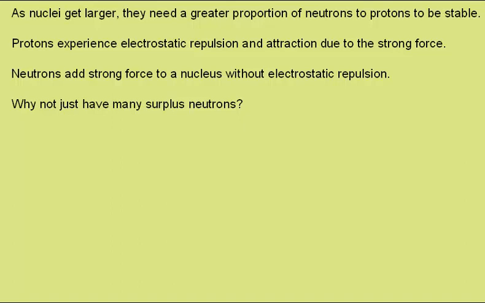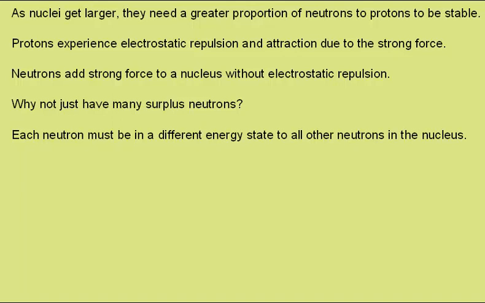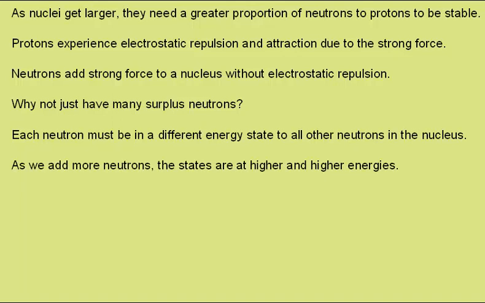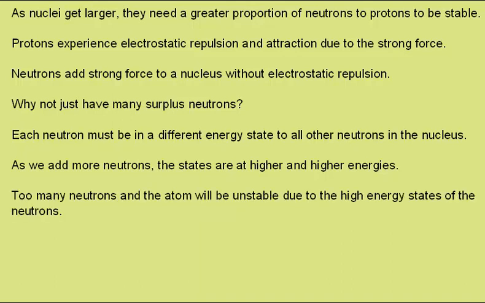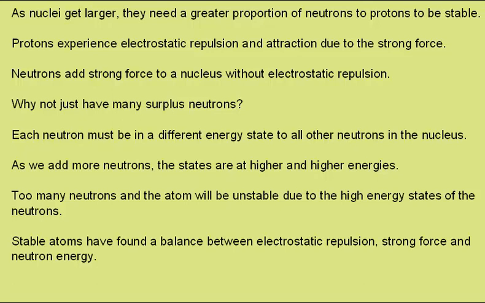So, why not just have many surplus neutrons? Well, each neutron must be in a different energy state to all the other neutrons in the nucleus. As we add more neutrons, the states for the neutrons are at higher and higher energies. Too many neutrons, and the atom will be unstable due to the high energy states of the neutrons. Stable atoms have found a balance between the electrostatic repulsion, the strong force attracting them, and the neutron energy.